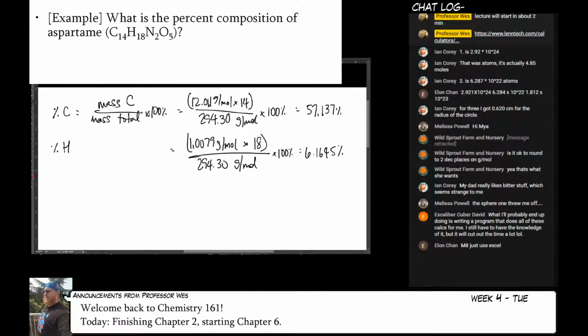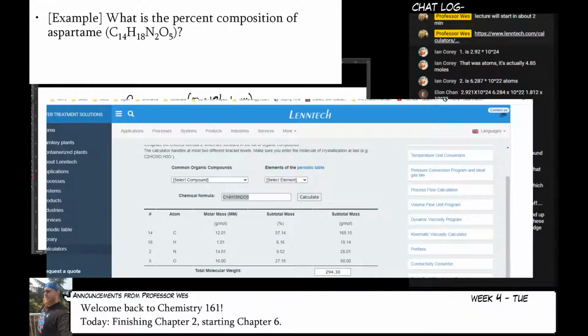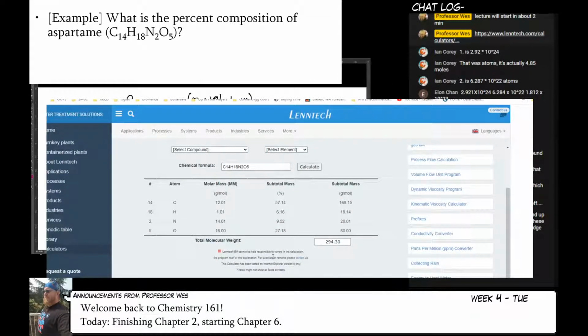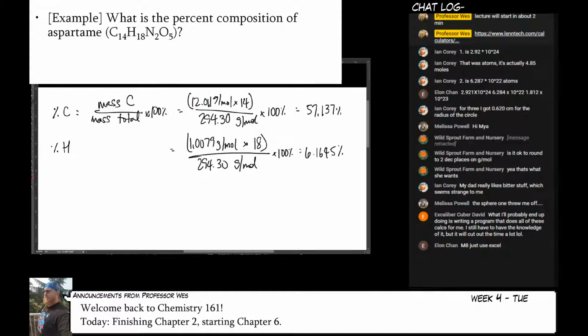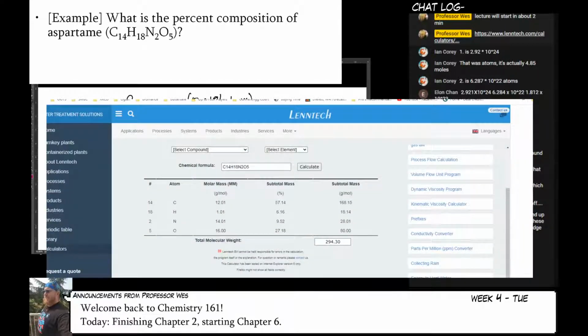And it turns out, yeah, there totally is an easier way. And that is, once again, go to Lenntech. Look, there's the answers. They're right there. Ta-da! Lenntech does it for you. So why do all this? You saw that our answers, 57.14 and 6.16, are the numbers that we got, right? Yeah, there they are right there. The only thing that Lenntech doesn't do is it only goes to 2 decimal places.